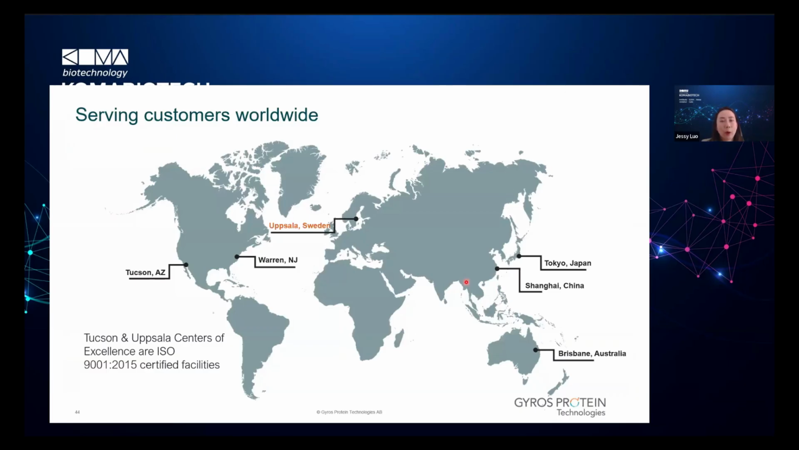We also have different offices worldwide, and our R&D and manufacturing centers are based in Uppsala, Sweden. In the APAC region, we have our own offices in Tokyo and Shanghai. In Korea, we also have our partner Coma Biotech to support our business more efficiently.